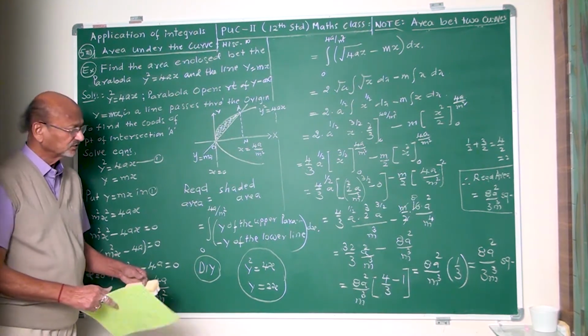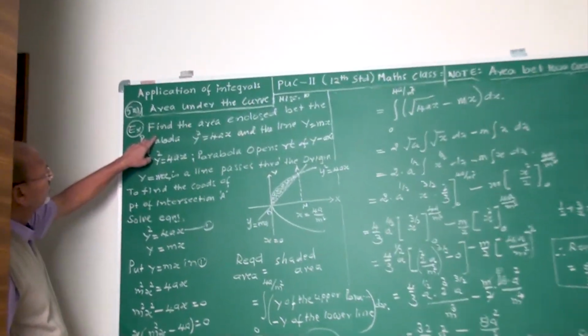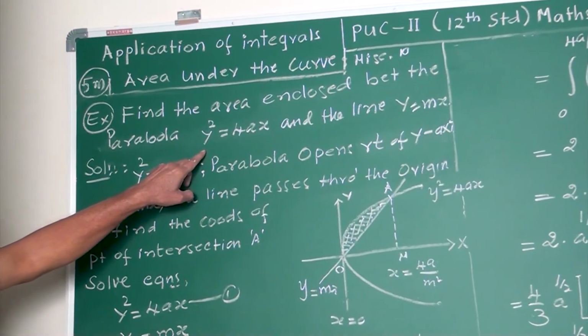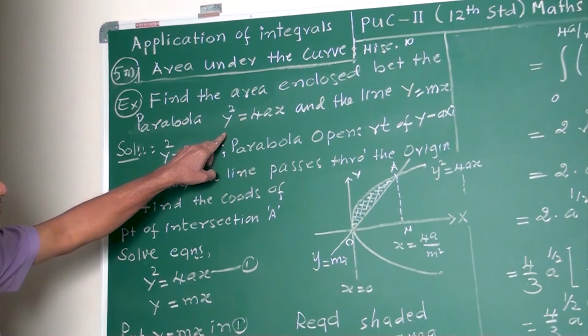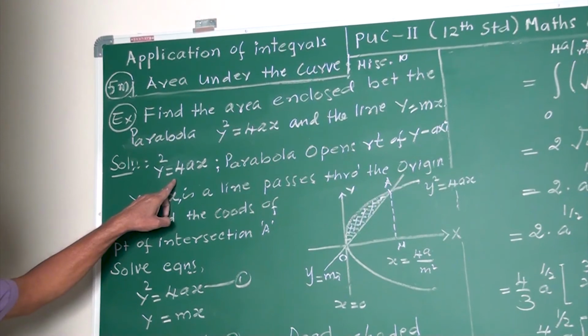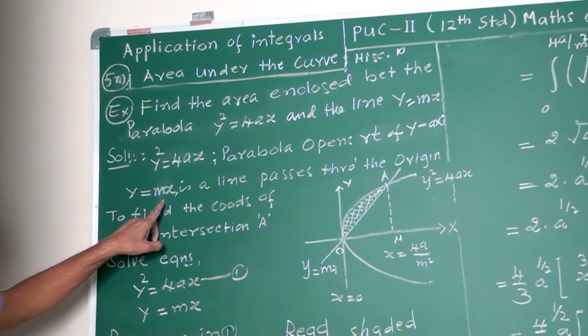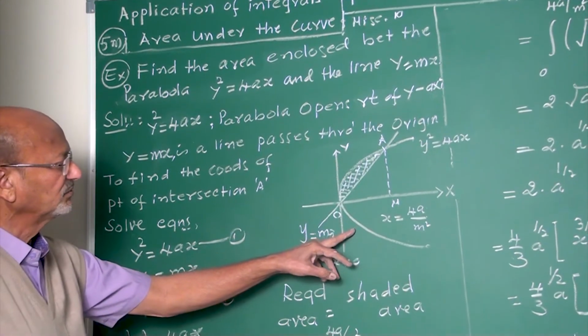Yes, friends, this is: find the area enclosed between the parabola y square equal to 4ax and the line y equal to mx. This is the parabola that opens to the right of the y axis. It is the line that passes through the origin. My friends, this is the figure.